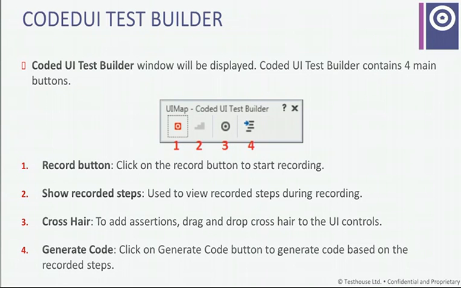There's something there called a crosshair button to allow you to highlight different parts of the interface to bring it into the test so you can test against them. And you can also generate code to split the test up into different sections, or methods as they're known.